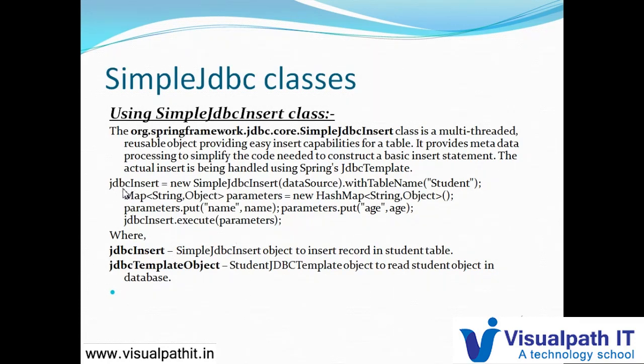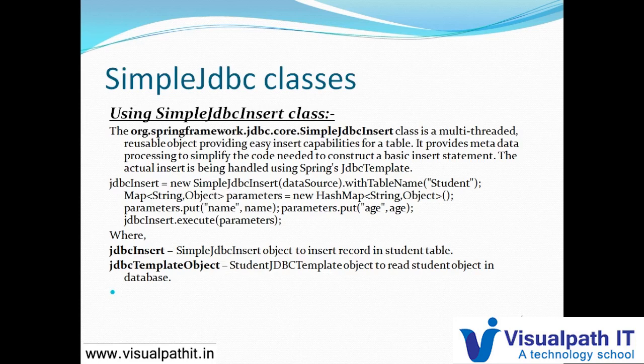If we consider the JDBC insert here, simple JDBC insert with data source and table name student. What we are using here is a hash map, where we are putting the name and the age, name and the value here. Lastly, we are executing. So here what is happening is we are inserting the data into the table. Put parameter is used to put that particular name and age value into the map object parameter.